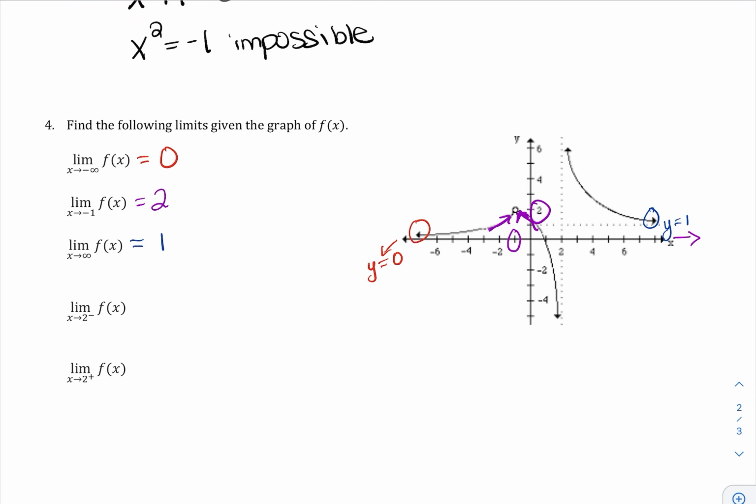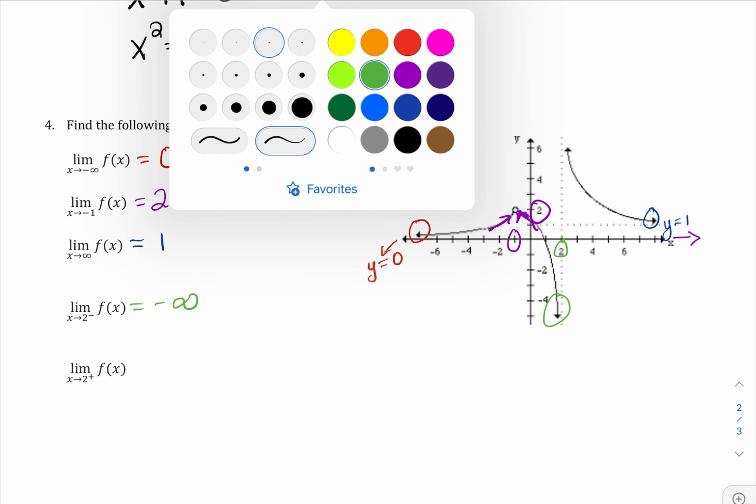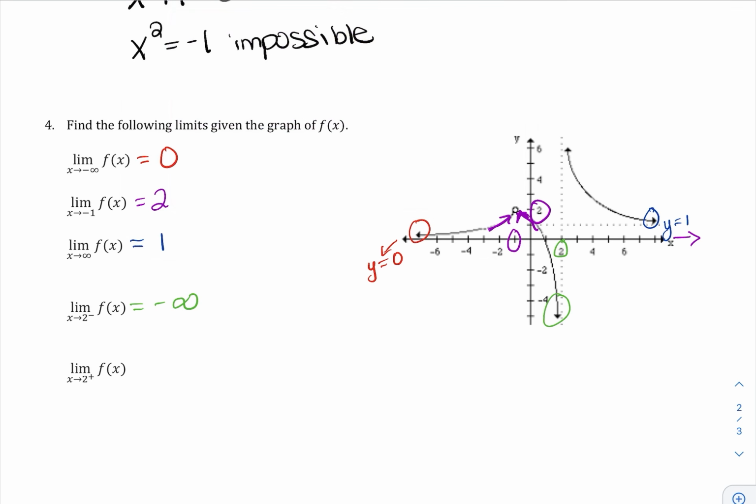All right, let's take a look at the limit as x approaches 2 from the left. So 2 from the left, this is 2. From the left is this little guy, to the left of 2. So as x is approaching 2 from the left, the y's are shooting down. And when you're going down, this is negative infinity. And then last but not least, as x approaches, I'm running out of colors, let's do pink, x approaches 2 from the right, here it is. This is 2 from the right, and the graph is shooting up, so the answer is infinity.